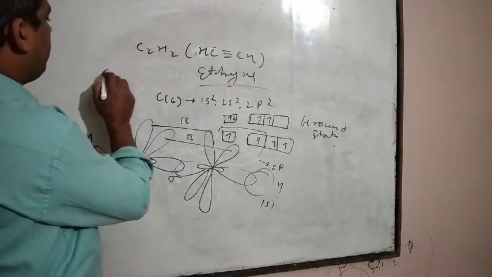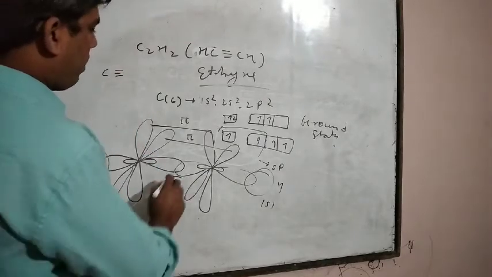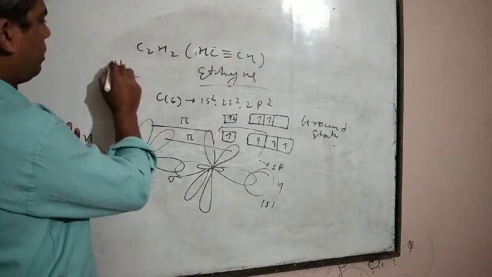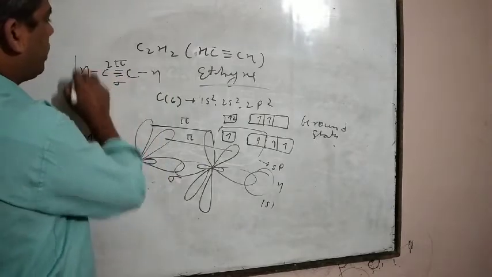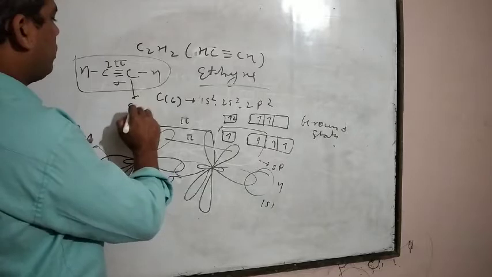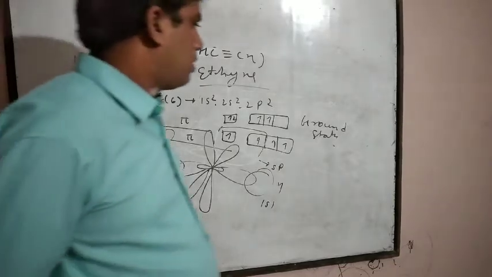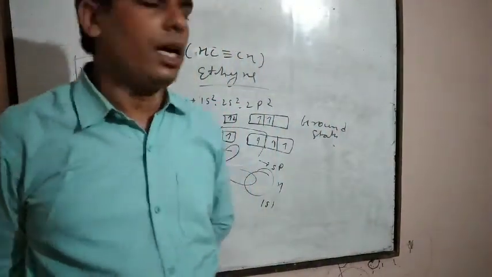In this way, a carbon-carbon triple bond is formed: 1 sigma and 2 pi. This is the triple bond, with 2 pi and 1 sigma, and 1 hydrogen connected to each carbon. Each carbon is sp hybridized. So this was the formation of ethyne, or acetylene.